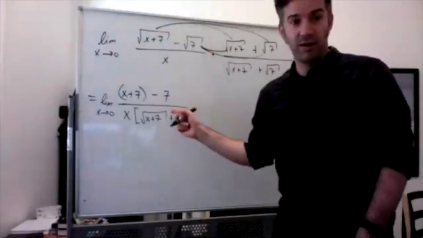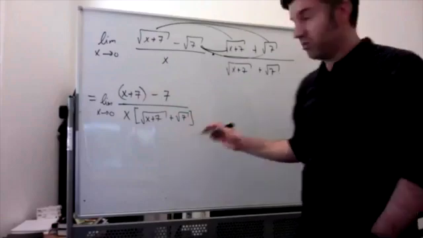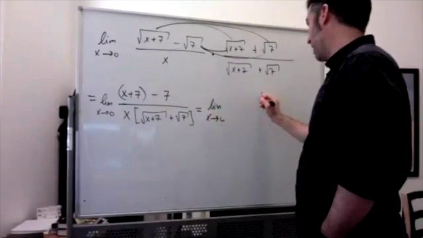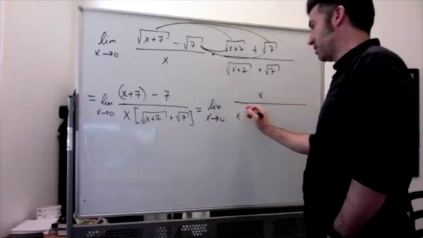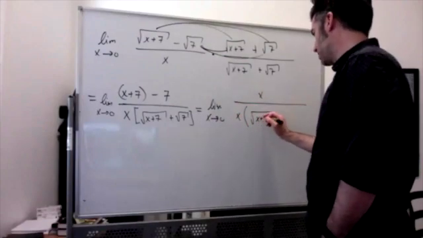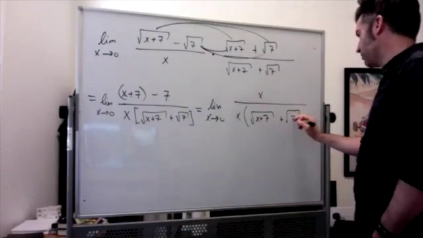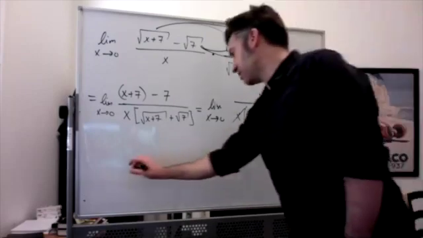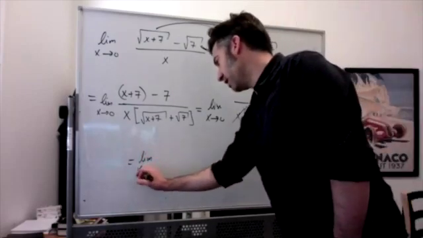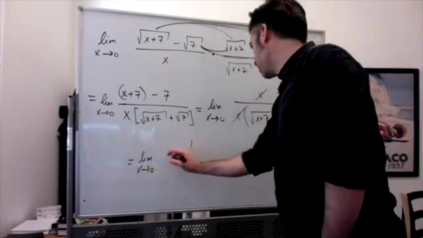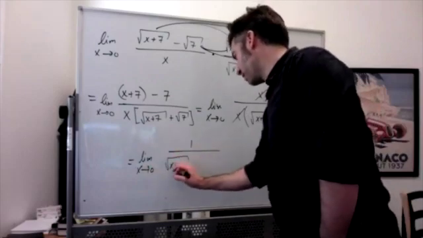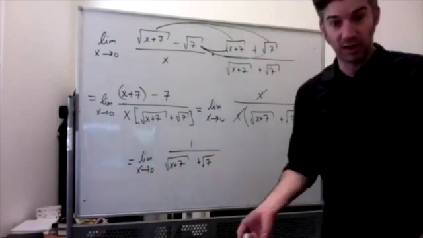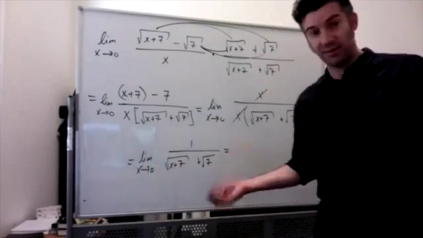So if you look at the numerator here, x plus 7 minus 7, the 7's cancel. So write this as the limit as x goes to 0 of just x over x times the square root of x plus 7 plus the square root of 7. The x's cancel. And now we can say that this is equal to the limit as x goes to 0 of 1 over the square root of x plus 7 plus the square root of 7. Now we can actually plug in 0, right?